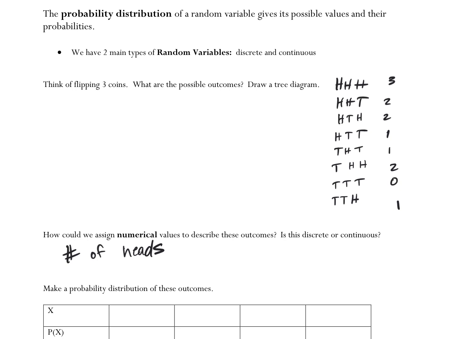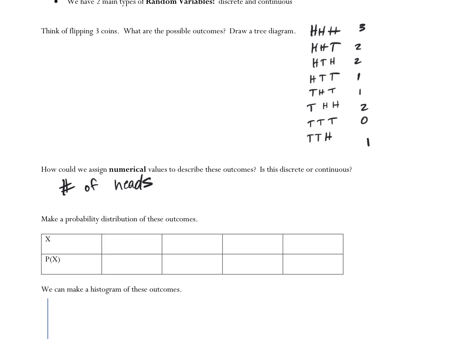So if we're talking about the number of heads when we flip these 3 coins, okay, do you guys remember what kind of variable that is if we're talking about number of heads? Categorical or quantitative? Quantitative, because our result is a number. Okay, once we had quantitative variables, we had discrete and continuous variables. Do you guys remember the difference between continuous and discrete?